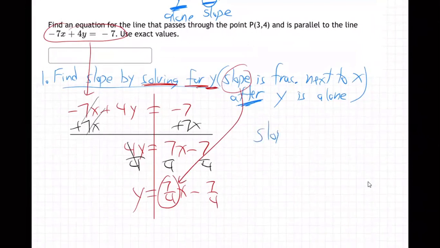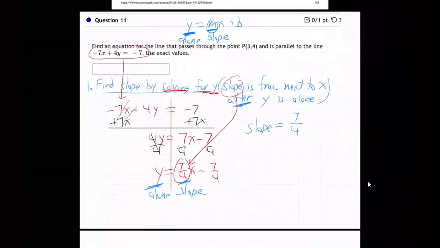So we've got it. The slope equals 7/4. When y is alone, the slope is the fraction next to x, because that's y equals mx plus b. That's what it means that y equals mx plus b is the general form of a linear equation. Get y alone, and the m, the slope, will be next to x.